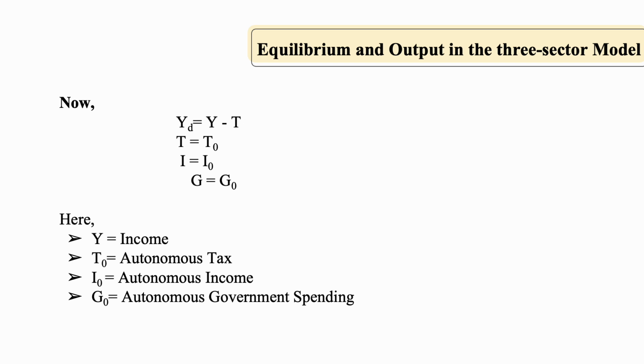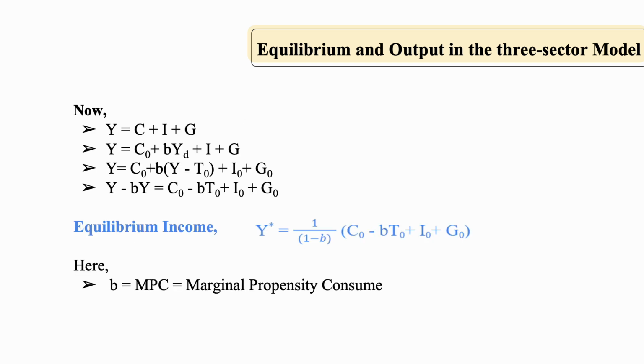T is equal to T naught, I is equal to I naught, G is equal to G naught. Here T naught is autonomous tax, I naught is autonomous investment, G naught is autonomous government spending, and Y we know refers to income. Since income Y is the sum of consumption, investment, and government spending, we can write Y is equal to C plus I plus G.